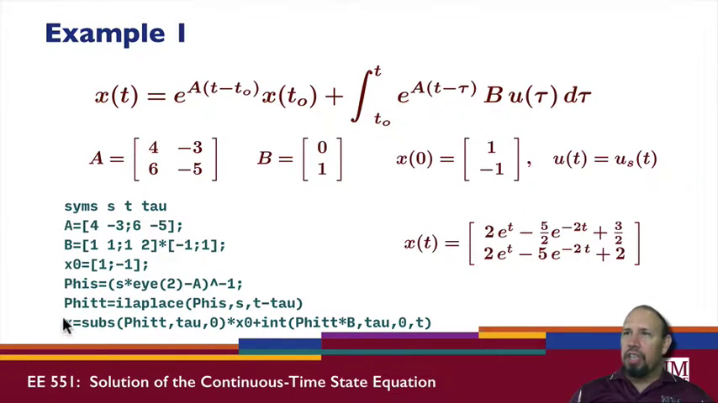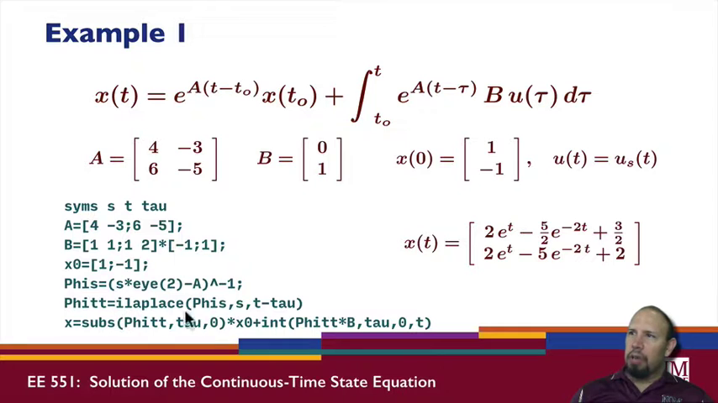And in MATLAB, here's the code that I would use. I would define s, t, and tau as my variables. Here's A, here's B. This is one way of computing B. And then here's the initial condition that I'm going to work with. I now form sI minus A inverse as my phi of s.